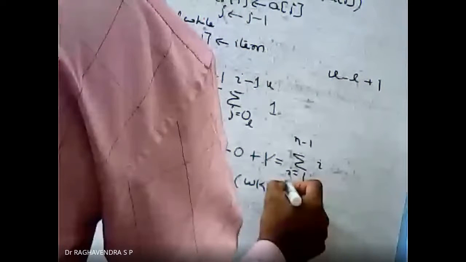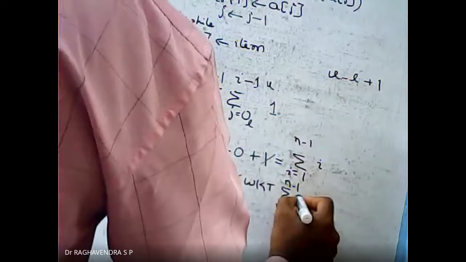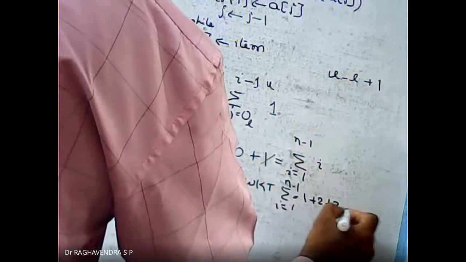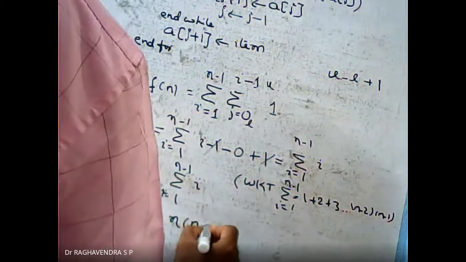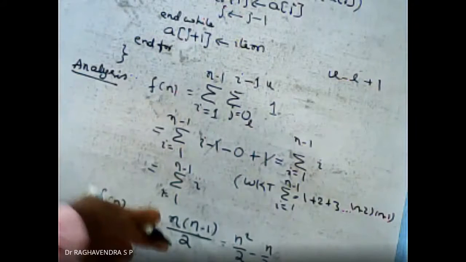Sigma i equals 1 to n minus 1, which may be equal to 1 plus 2 plus 3, and so on up to n minus 2, n minus 1, which is equal to n into n minus 1 whole divided by 2. Okay, which can be equal to n square by 2 minus n by 2. So this is f of n, because this is the nth term of a series.